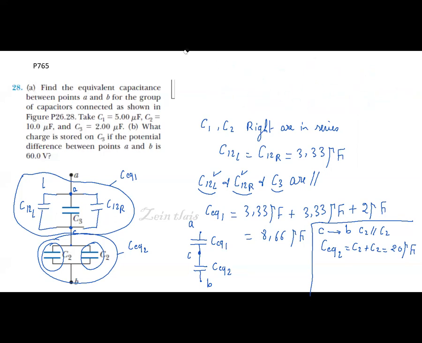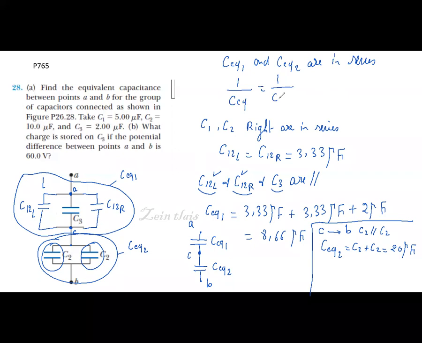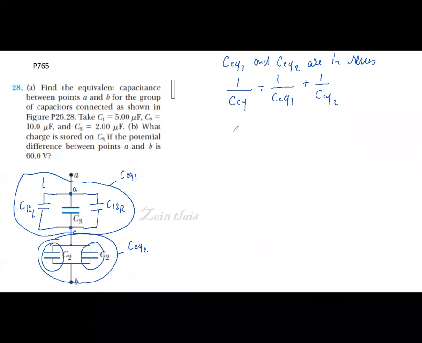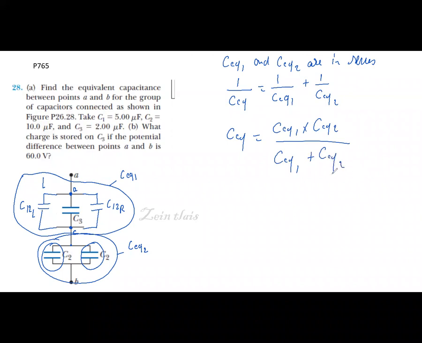Okay, so now as you see, we have C equivalent 1 and C equivalent 2 in series. We can calculate the total C equivalent. Here C equivalent 1 and C equivalent 2 are in series. So C equivalent total equals 1 over C equivalent 1 plus 1 over C equivalent 2. We can calculate C equivalent equals C equivalent 1 times C equivalent 2 divided by C equivalent 1 plus C equivalent 2. We can put the values. We get finally 6.04 microfarad.